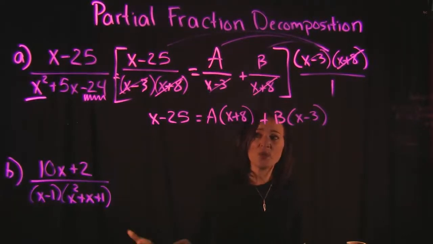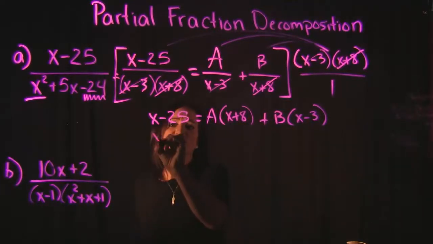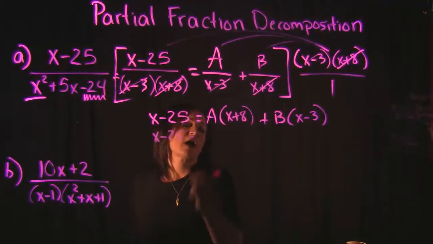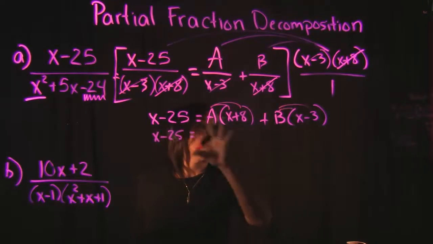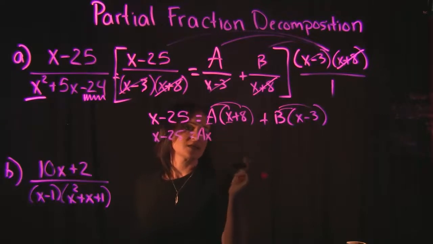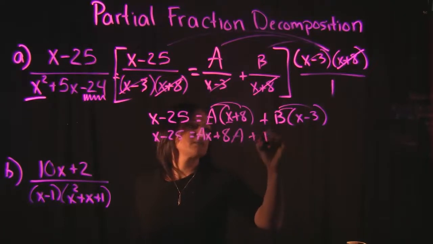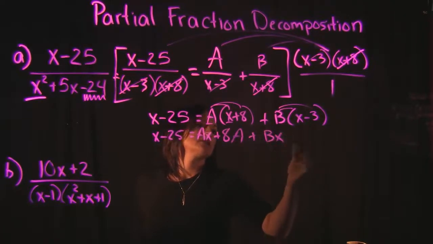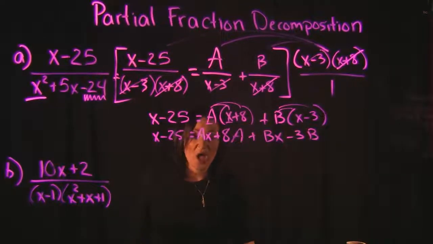At this point here, we need to do a little bit of cleanup in our problem. So I'm going to drop down the x minus 25, and I'm going to distribute the a and the b out here. So a times x gives us ax. A times 8 gives us 8a. Plus b times x is bx. And then we have negative 3 times b gives us negative 3b here.